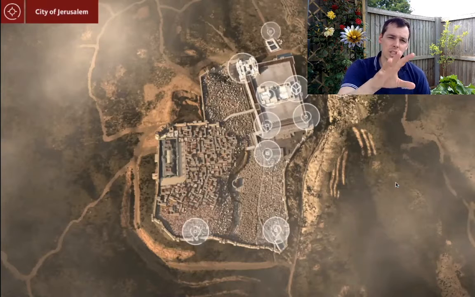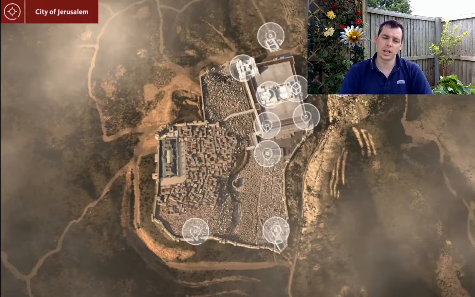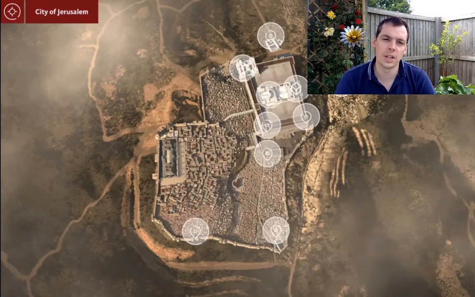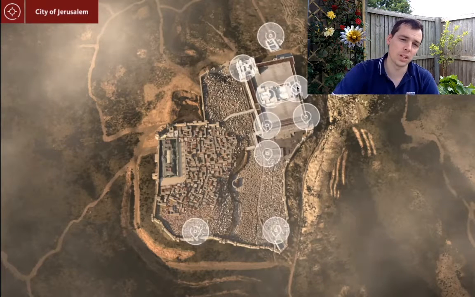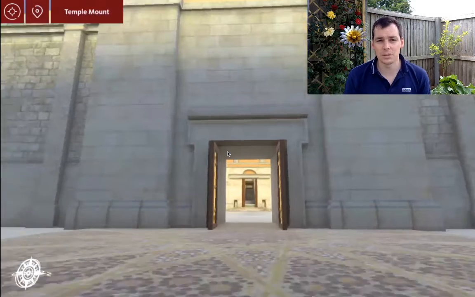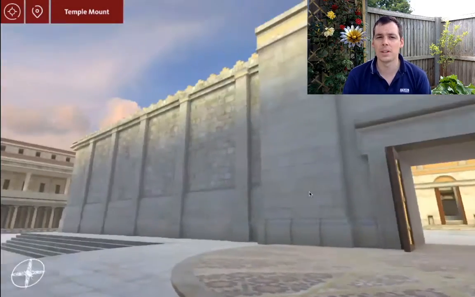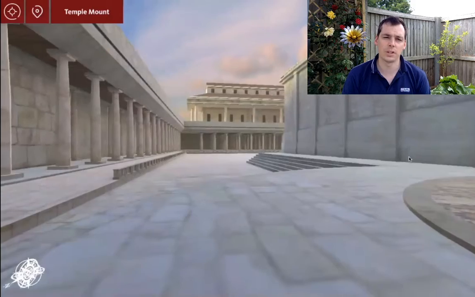This is the city of Jerusalem, and you can see a number of dots, and that will tell you where you can go and what you can look at in Jerusalem. But we're going to look at the temple. The temple's in that top right-hand corner, and it's massive. You can see the scale of the temple compared to the rest of Jerusalem.